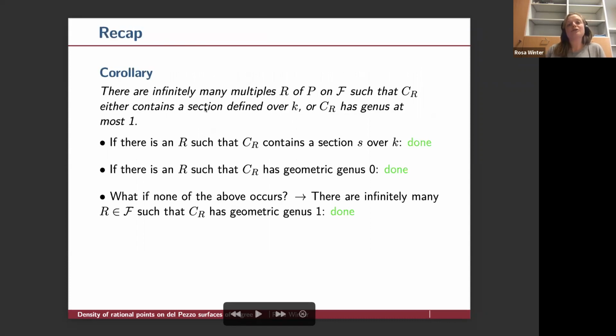So let's recap what we were doing. I had this corollary that there were infinitely many multiples of the point I started with on its fiber, such that the 3 section coming from this point either contains a section defined over K, or it has genus at most 1. And we said already that if there's an R such that CR contains a section, we were done. If there was an R such that CR has geometric genus 0, we were done. And now I showed that if none of the above occurs, then there are infinitely many of these points such that CR has geometric genus 1. And we can create this whole elliptic fibration on the fiber. And we also are done. So the set of rational points is dense again.